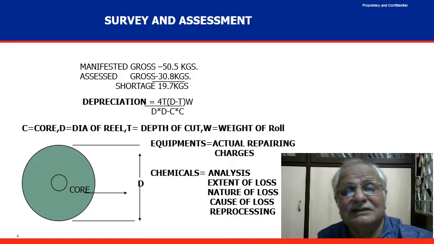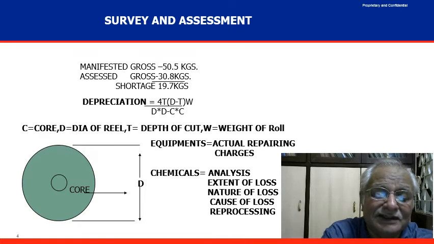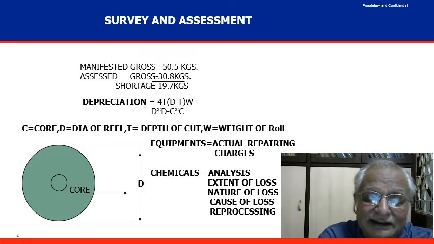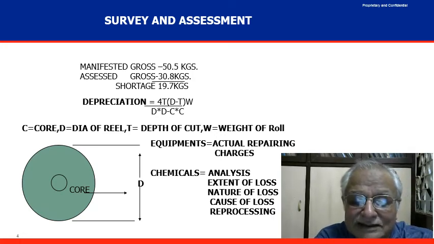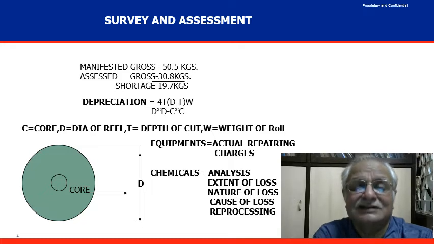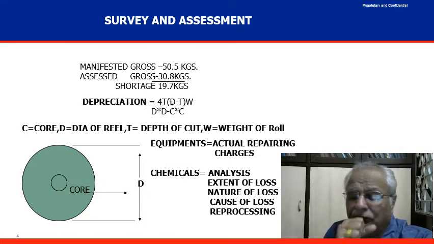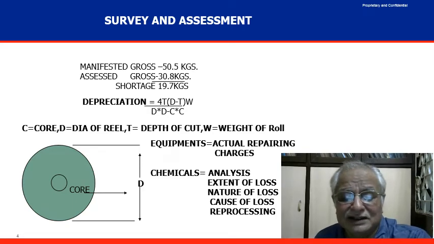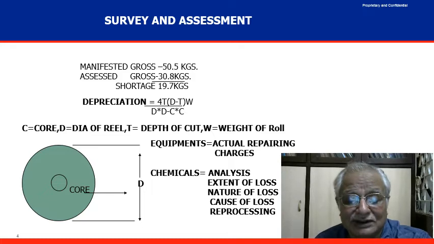Now what is the method to find out the loss? If it is a chemical consignment, then the method is actual analysis. There might be a seawater analysis, there may be a chemical analysis to find out what the impurity is, what the purity is, etc. Based on this analysis and various survey findings, we try to find out the extent of loss, the nature of loss, the cause of loss.